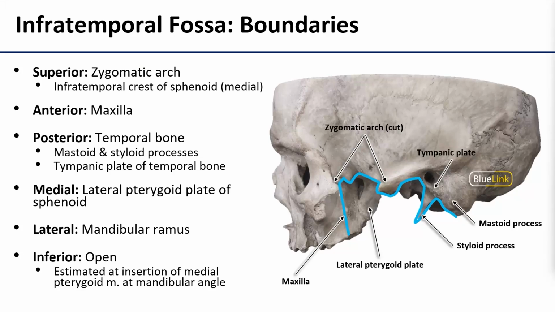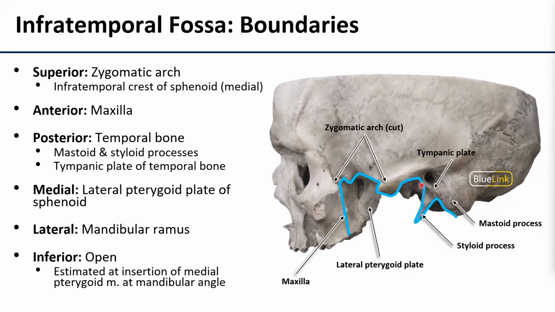Its superior border is going to be the zygomatic arch and infratemporal crest of the sphenoid again. So temporal fossa's inferior border is the infratemporal fossa's superior border. This is going to include this entire jagged surface right here. Okay? Anteriorly, it's going to be bound by the maxilla, and posteriorly by some pieces of the temporal bone.